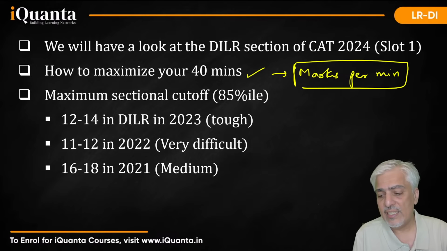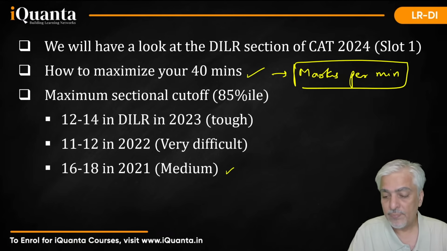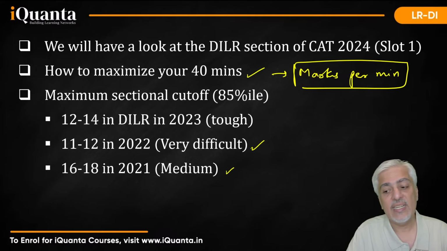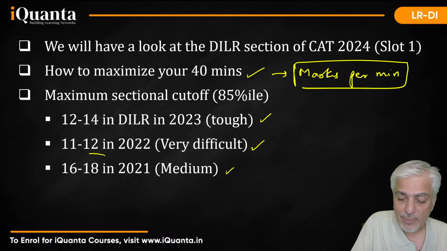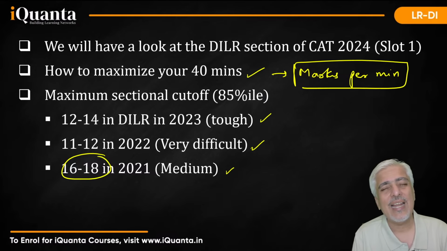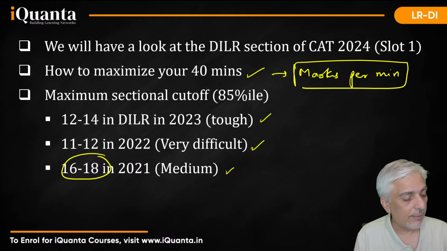These are the rough cutoffs, 85 percentile over the last 3 years before 24. 21 was the medium paper, 16 to 18. 22 was very difficult DILR, 11 to 12. And 23 was tough, 12 to 14. So even in the medium paper, if you notice, it is slightly above one set.